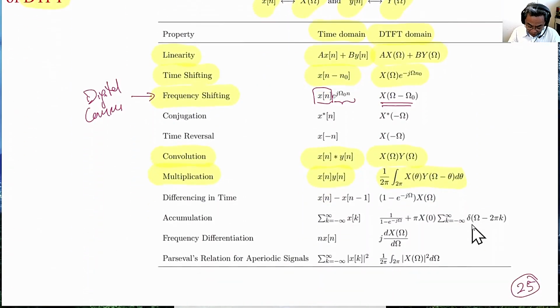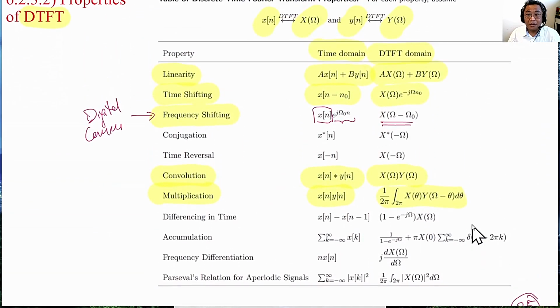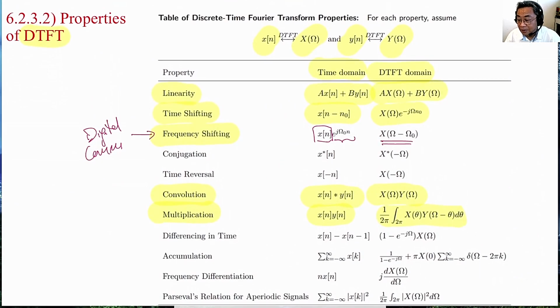With that, I think we are done with the properties of DTFS and DTFT. Thank you.